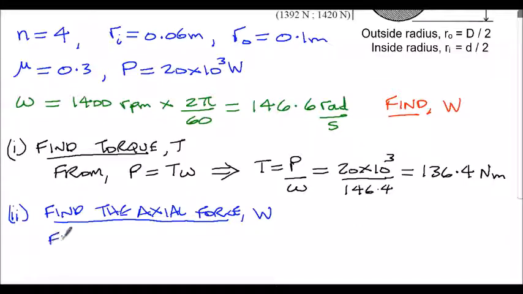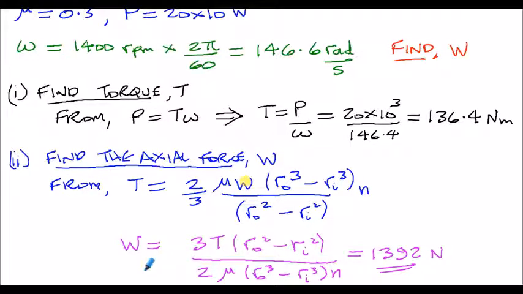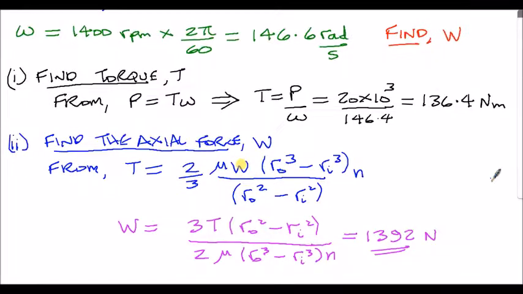Again, I'm going to put down the equation I'm using. So here's my formula for the torque for the constant pressure consideration, and we're trying to find the axial force W here. Here's my transposition for the axial force W. It equals 3 multiplied by the torque, T, multiplied by, in brackets, R naught squared minus Ri squared, all divided by 2 multiplied by the coefficient of friction mu, multiplied by, in brackets, R naught cubed minus Ri cubed, and that's multiplied by the N on the bottom line there. That should evaluate to 1,392 newtons. I'll let you check that value for yourself. Okay, so that's the axial force, assuming the constant pressure theory.